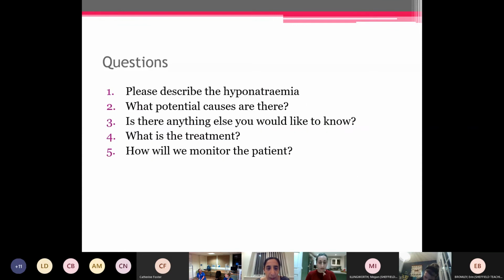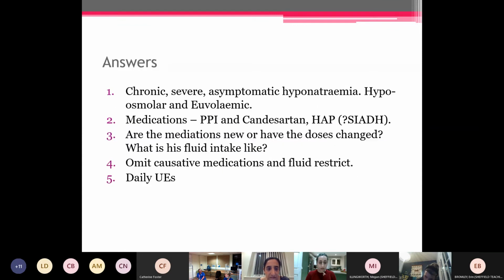Okay. So he's also on a PPI, which someone mentioned. Oh, and candistatin, I missed that one. So important to know, are those medications new? Have we increased the doses? Could that be the cause? We also want to know what his fluid intake's like, and we would potentially omit those causative medications and fluid restrict, and we'd do daily UNEs just to check it was on its way up before we send him home.